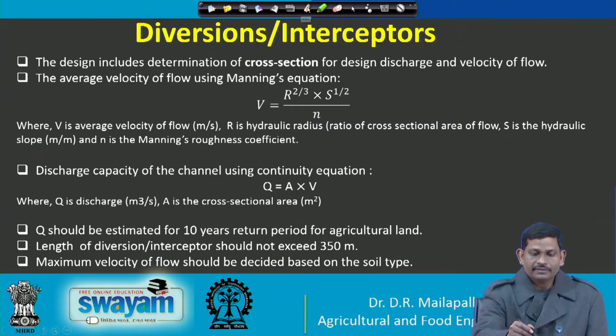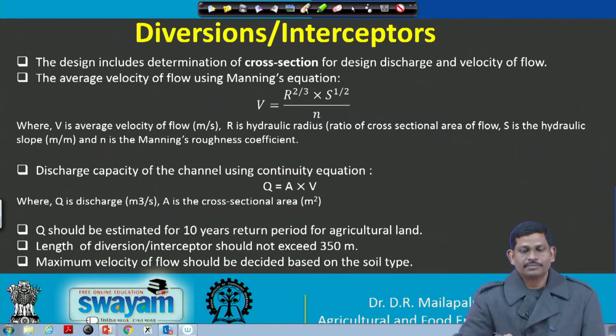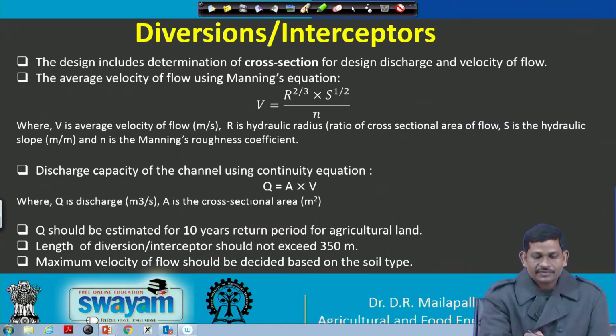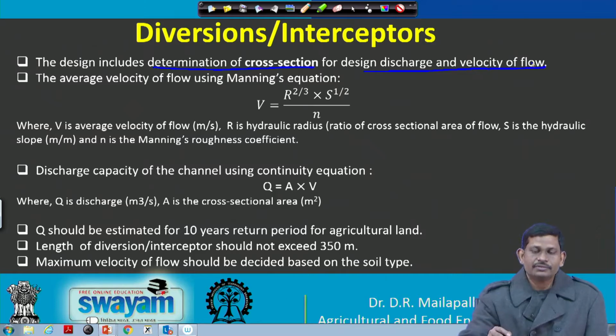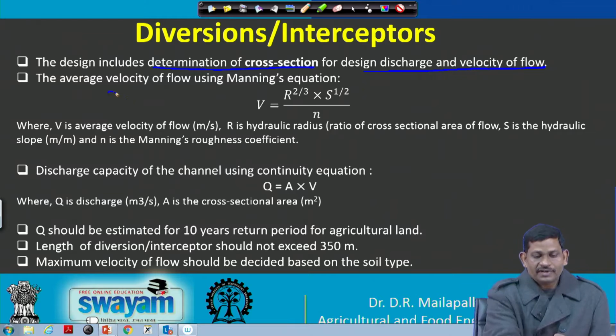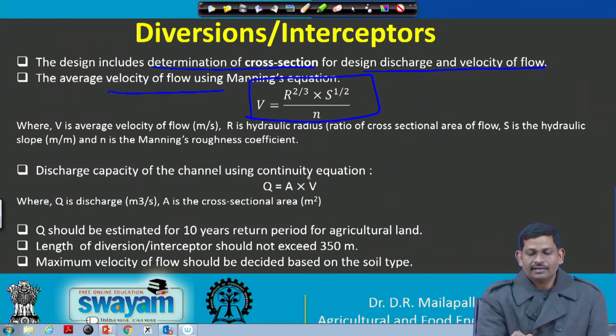Now there is the design of the diversion or interceptor ditches. The main principle is the carrying capacity of the ditch. How do we know the carrying capacity? We determine the cross section of the channel and the design discharge or velocity of flow. These two we have to find out in this design. The average velocity of flow is estimated using Manning's formula.